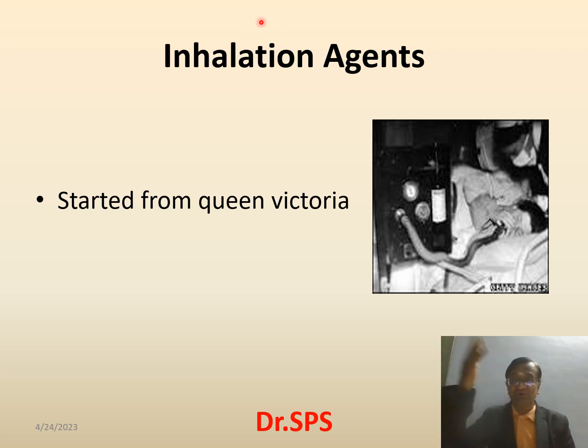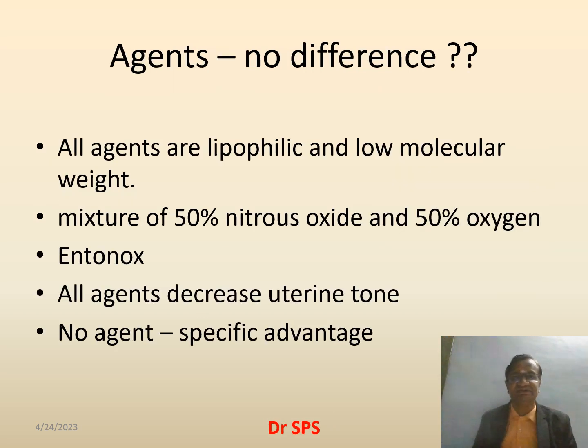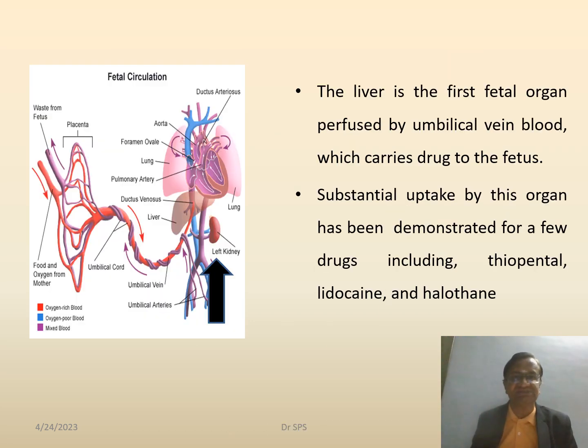It started from Queen Victoria. Inhalation of cyclopropane or something like that started. I will tell again in labor anesthesia. Among inhalational agents, there is no difference. All agents are lipophilic, low molecular weight. A mixture of 50% oxygen and nitrous oxide is being used. All agents decrease uterine tone, and no agent has a specific advantage in pregnancy.